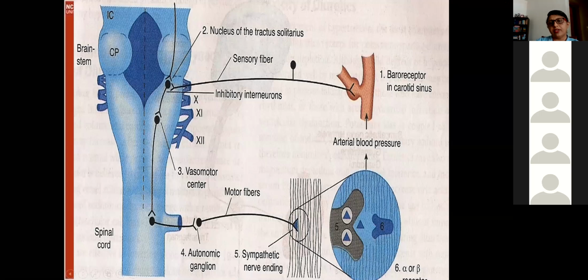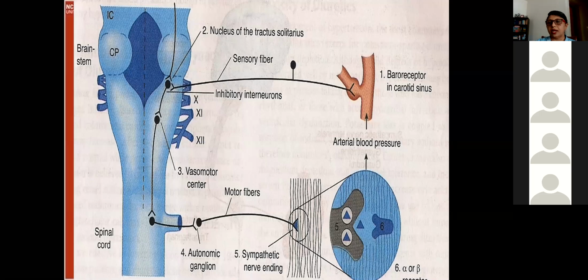So this picture already we have seen: whenever there is increased BP, the baroreceptors will be stimulated, and there will be inhibitory interneurons which will inhibit the sympathetic discharge, and there will be decreased BP and decreased heart rate. And the reverse occurs when there is decreased BP. When there is decreased BP, there is no inhibition, so there will be flow of sympathetic discharges, and this will lead to increased BP. So this is the baroreceptor mechanism.